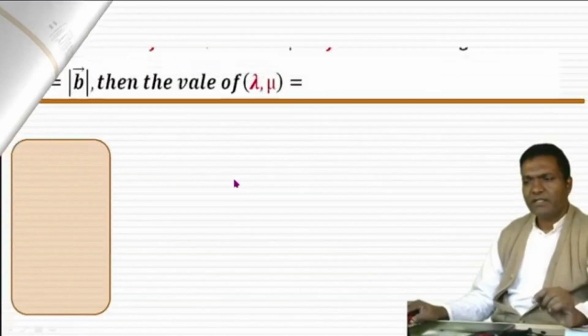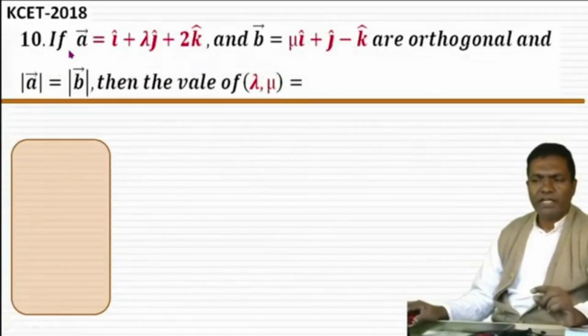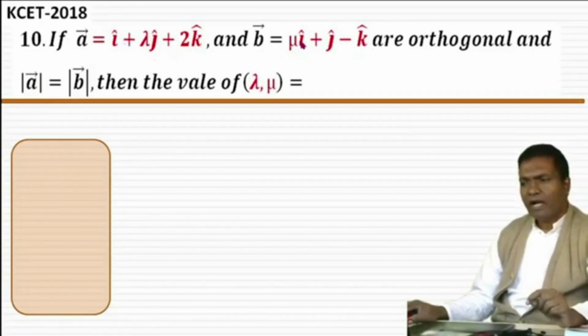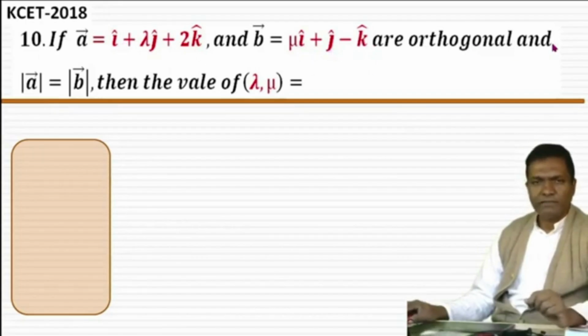Yes. Here is one more question, 2018. If vector A equals I plus lambda j plus 2k and vector B is mu I plus j minus k are orthogonal and magnitude of A equals magnitude of B, then what are the values of lambda and mu?